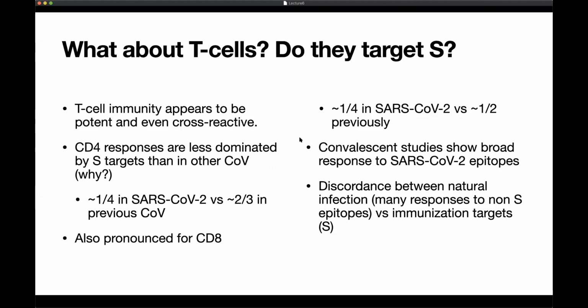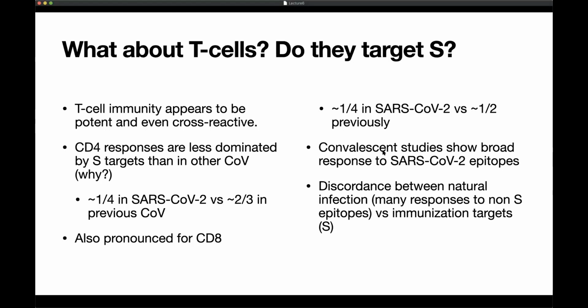I wouldn't put too much weight on this at the moment because the original coronavirus studies were first done in small samples and were done a little while ago, so the techniques might simply not be directly comparable. So this would actually require dramatic replication for me to really accept it as a significant finding. But it's definitely suggestive. So also pronounced for CD8. So CD4 are helper cells, CD8 are killer cells. So about 1/4 in SARS-CoV-2 versus 1/2 previously.